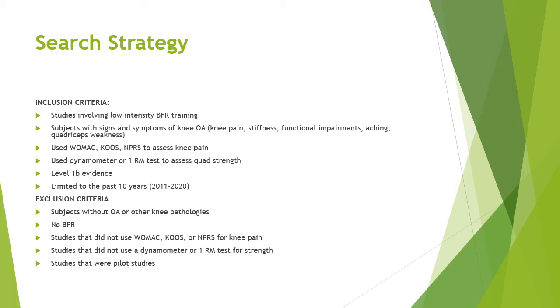For our exclusion criteria, these were subjects without osteoarthritis, or who had other knee pathologies. They didn't use blood flow restriction training. Studies that also didn't use the WOMAC, KOOS, or NPRS rating scales for knee pain, studies that did not use a dynamometer or 1 rep max test for strength, and studies that were pilot studies.